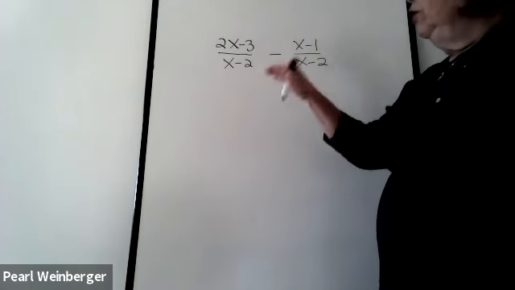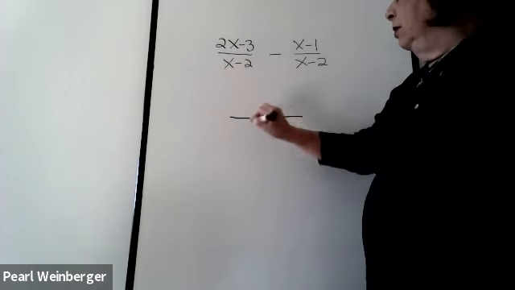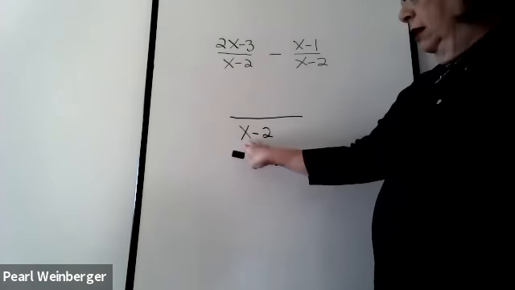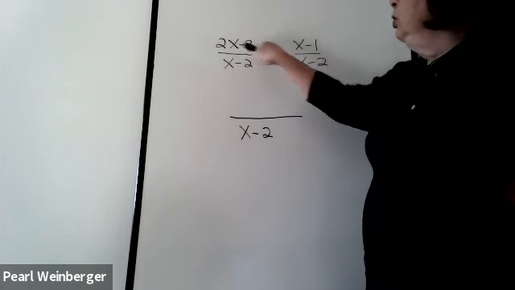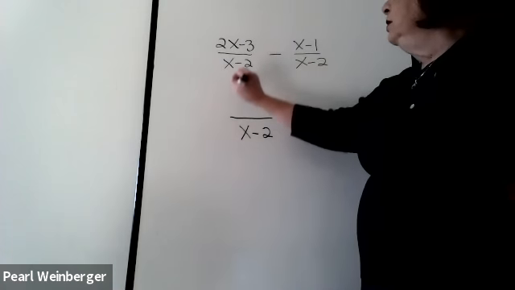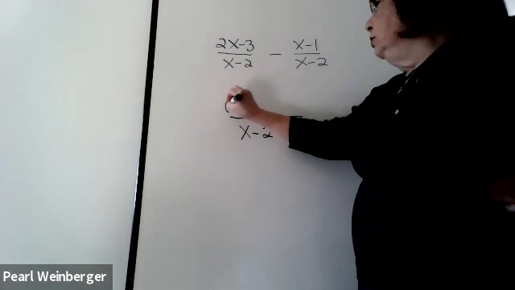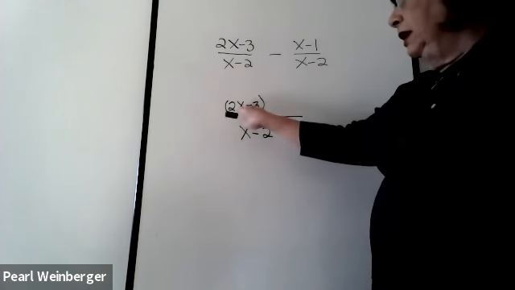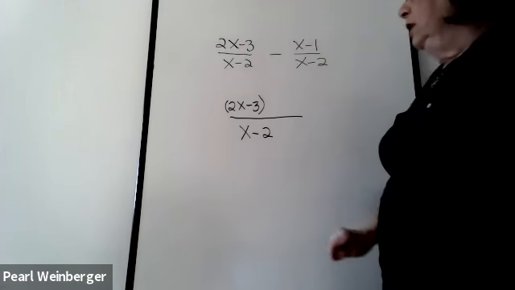So now remember, once you have a common denominator, you're going to just leave that common denominator, x minus 2, and you're going to just work with the numerators. You're going to combine the numerators. In other words, you're going to do the 2x minus 3. And notice I'm putting it in parentheses because I want to keep this as a unit.